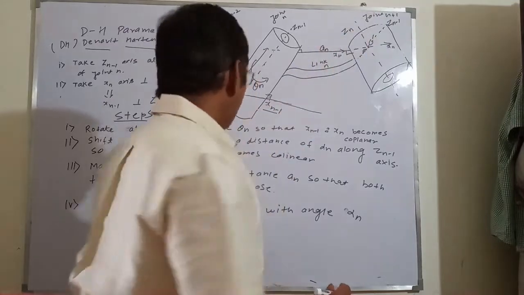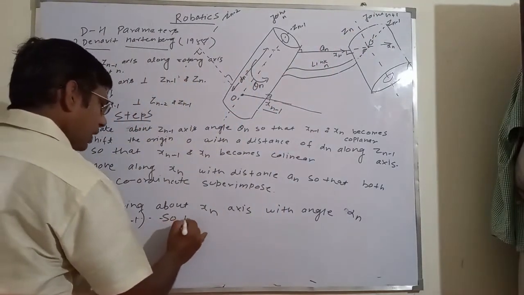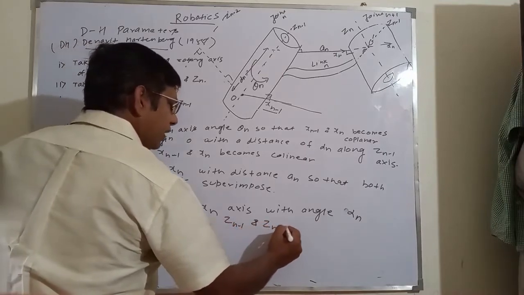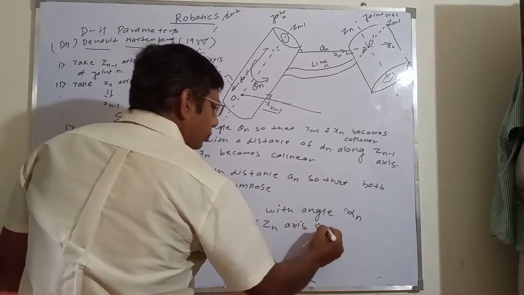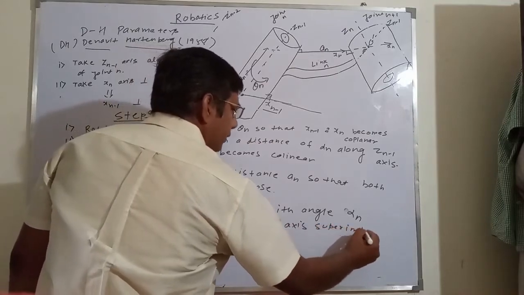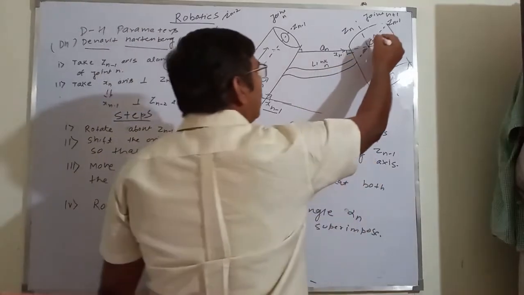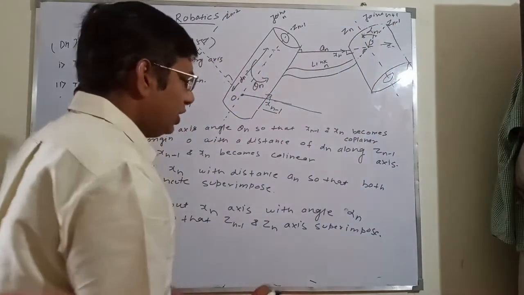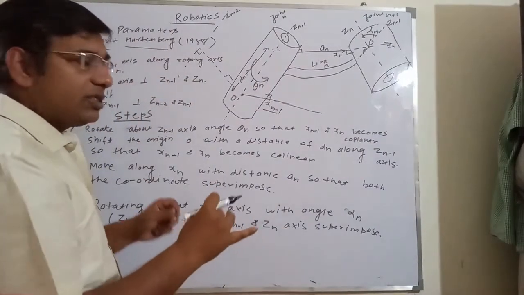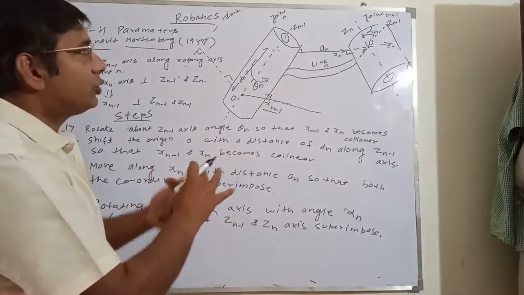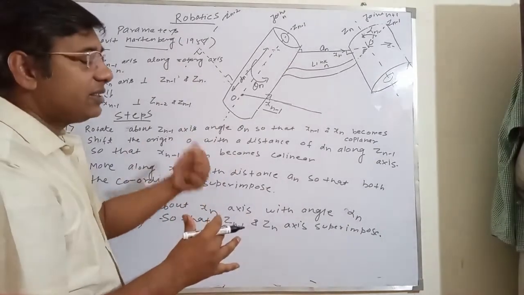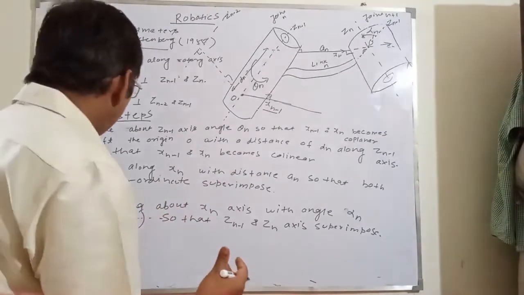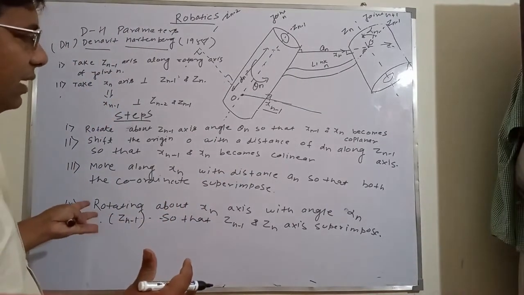Okay. So now, so that the Zn minus 1 and Zn axes are superimposed. What we have done is rotate this one with alpha n, so that both are superimposed. So already the origin is superimposed, and the orientation is also aligned, the Z axis is superimposed. Accordingly the xn axis follows.